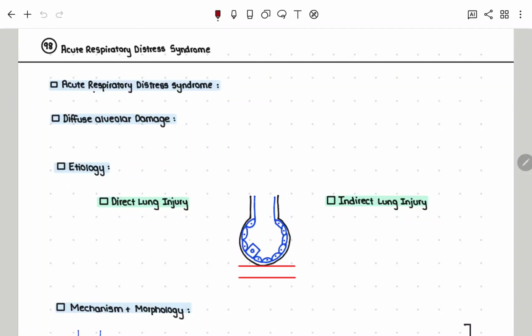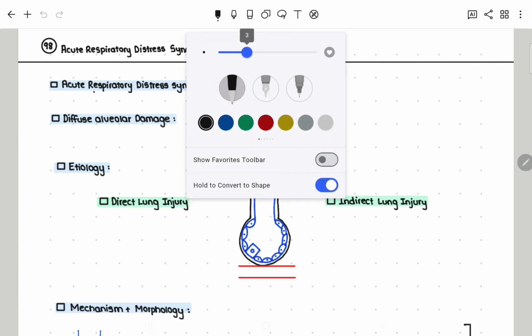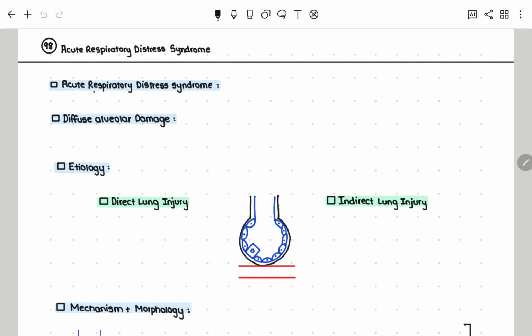All right, question number 98, acute respiratory distress syndrome. As always, we're going to follow the guidelines and we're going to define what the disease process is. We're going to talk about its etiology, and then we're going to discuss some morphology and complications that can take place with respect to acute respiratory distress syndrome.